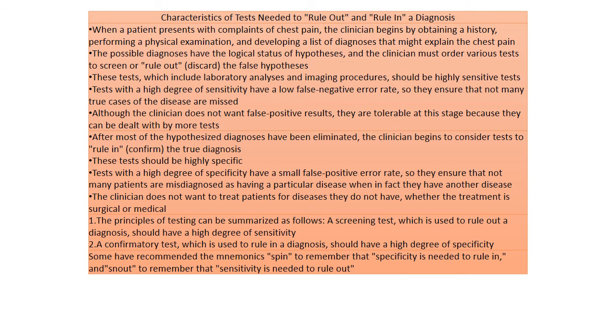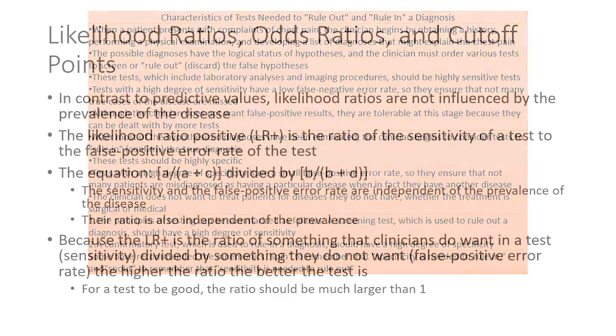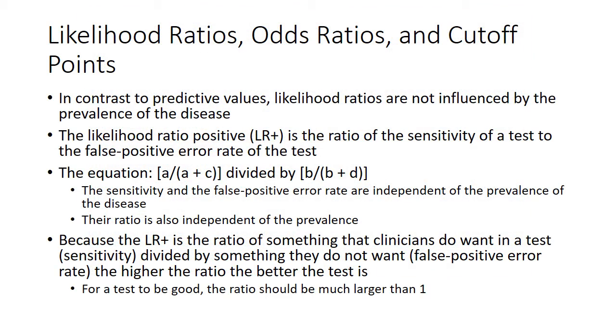All right, so in contrast to things like predictive values, we have what we call likelihood ratios, and we'll see that these are not going to be influenced by the prevalence of disease in the same way that the predictive values were. And so basically, we can have a likelihood ratio positive, and we're going to have a likelihood ratio negative. The positive one's the first one we're going to look at. And basically, this is going to be a ratio of the sensitivity of the test, divided by the false positive error rate for the test.